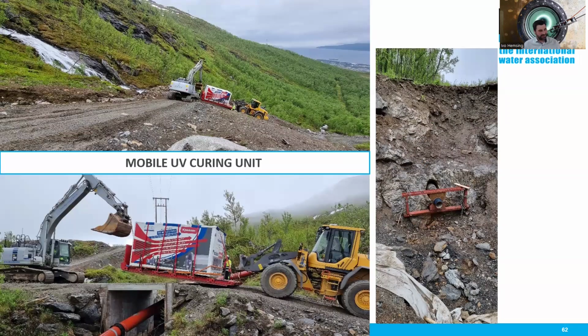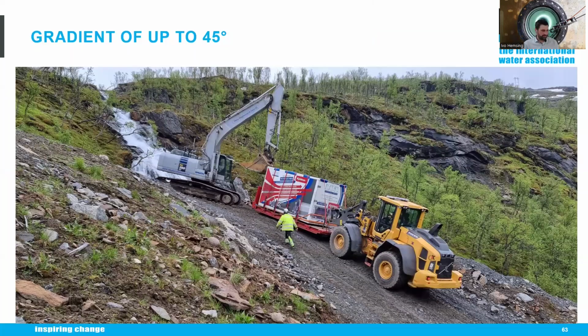As you can see, the gradient makes it quite difficult or challenging to get the equipment up to the mountain. The mountain in total was, I think, 650 meters high. And so our customer there used a sledge and pushed and pulled the UV equipment up the mountain. And on the right, you can see the hose pipe, the ductile iron pipe, dug into the mountain. Yeah, also a very beautiful place there.